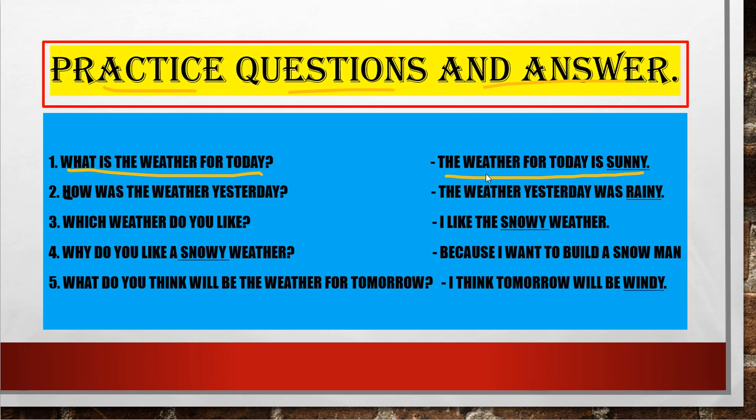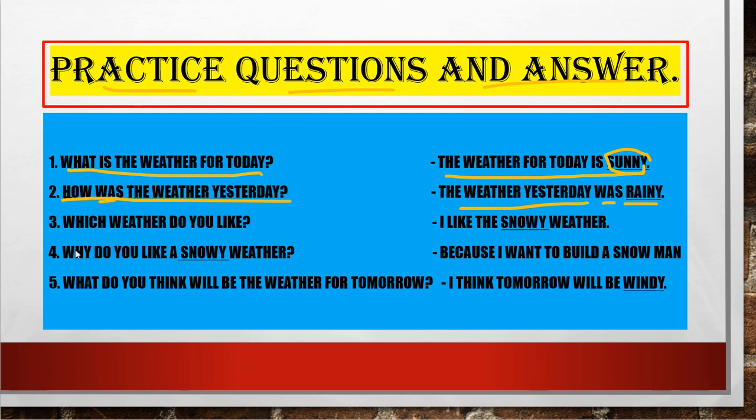So today you must watch, okay? If you feel that today is raining, you must not answer sunny, okay? You can say the weather for today is rainy. Number two, how was the weather yesterday? So in the past, how was the weather yesterday? Today is Tuesday, so how was the weather on Monday? You can say the weather yesterday was rainy, or if sunny, you can say the weather yesterday was sunny.